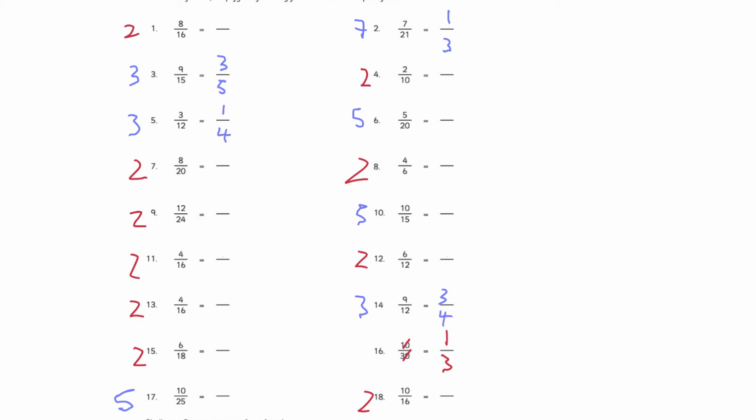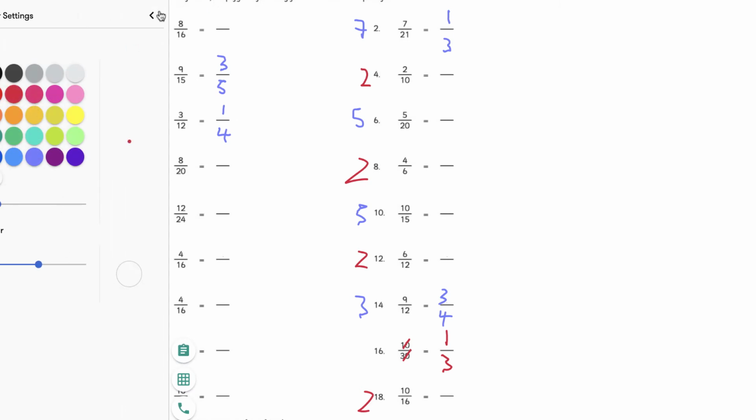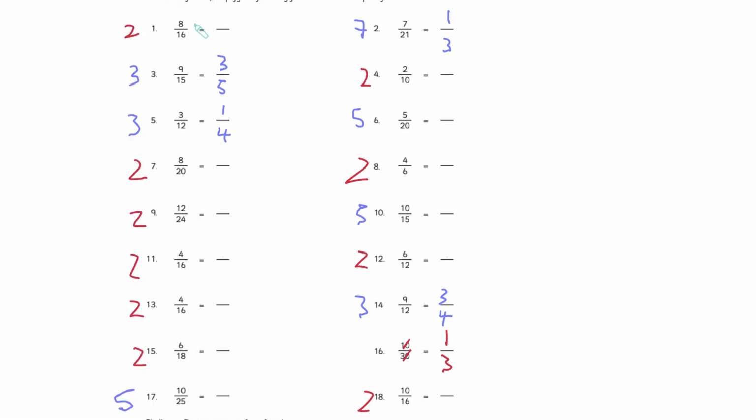So let's go to the red ones. Okay, 2 times tables. Now, as I say, question 1 is a really good example in that, yes, a lot of people are going to spot that it's the 8 times tables and divide it down, and that's absolutely fine.